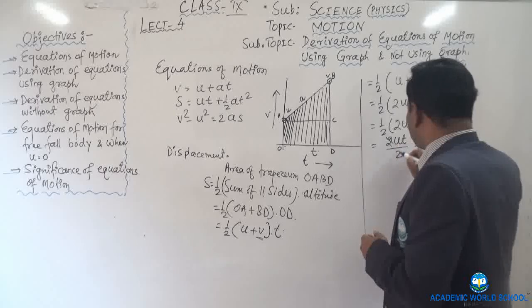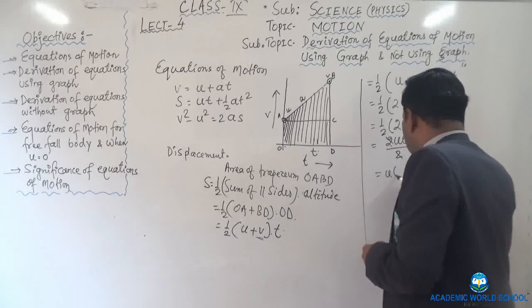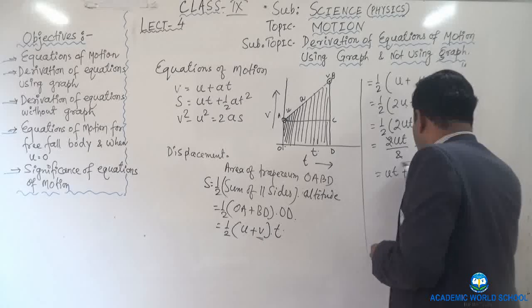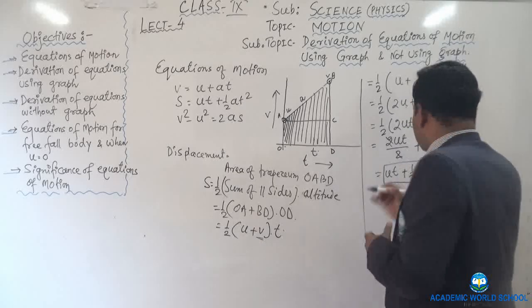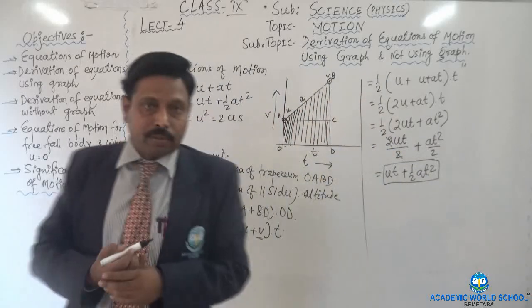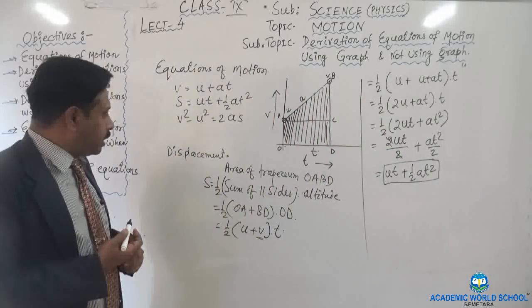Right? So 2 will be cancelled and we got UT plus half AT square. So now this is the second equation of the motion, derivation of the second equation of the motion. Again I want to repeat it here.